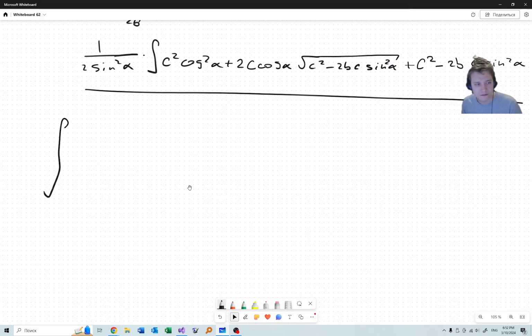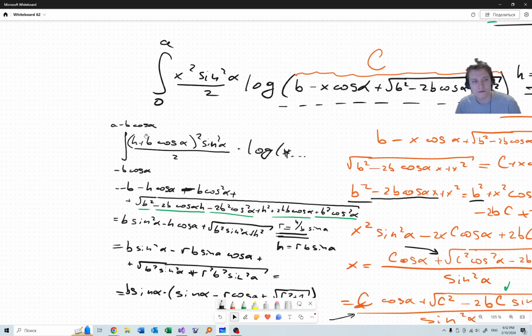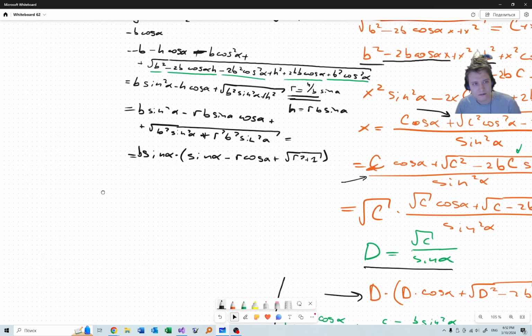So here we have minus cotangent alpha, and here we have b a over b sine alpha minus cotangent alpha. What do we have here now? So h is now rb sine alpha.